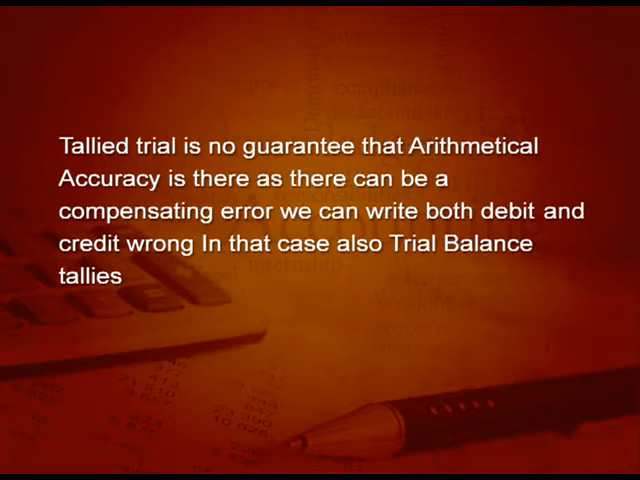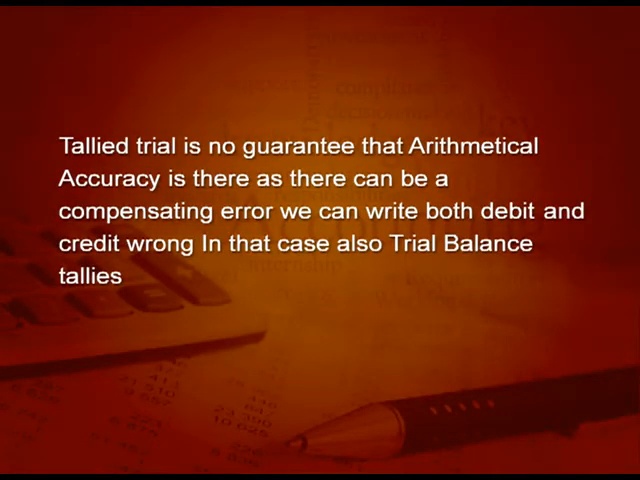One should also note that even a tallied trial balance is no guarantee that arithmetical accuracy can be there, as there can be a compensating error also. Mistake in debit is equal to mistake in credit. Now, we can write both debit and credit wrong. In all these cases, trial balance will tally, but only arithmetical accuracy is there, not foolproof accuracy is there, right.